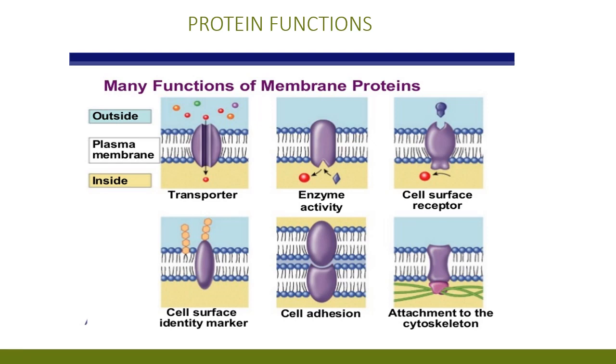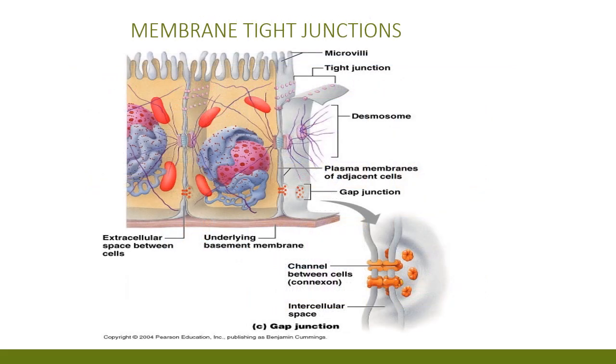All the way to the right on the top, some have surface membrane receptors. And remember, we talked about certain hormones. All the cells in our body have receptors for certain hormones, like thyroid hormone. Okay, and then bottom left, the cell surface identity marker, we talked about that. That would be a glycoprotein with the sugar coming off the protein. Cell adhesion molecules actually create spot welds or connections to other cells. And then the bottom is attachment to the cytoskeleton.